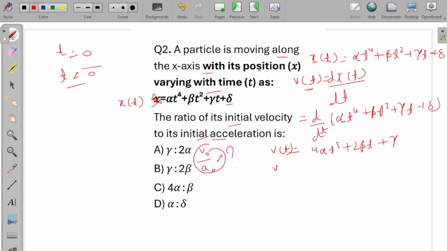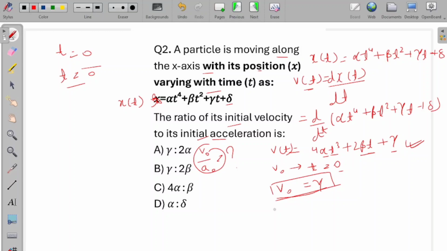For V naught, we know that t has to be equal to 0. Putting the value here in this expression, we'll get V naught, and this will also be 0, only gamma will be left after putting t equals 0 in the expression of Vt. Okay, so V naught is found, V naught is equal to gamma.